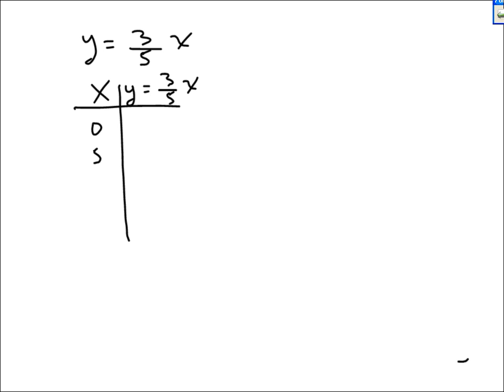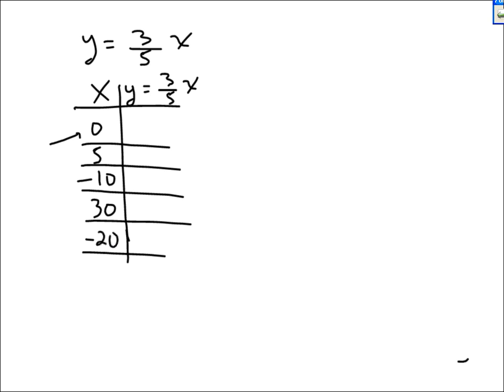Like 0, 5, negative 10, 30, and negative 20. Those 5 numbers, they're on the 5 times table. This is 5 times 0, this is 5 times 1, this is 5 times negative 2, this is 5 times 6, this is 5 times negative 4. Okay, so when x is 0, well, let's do it here. You have 3 over 5 times 0. Well, you should know any number times 0 is simply 0. The next one, 3 over 5 times x, where x is 5.